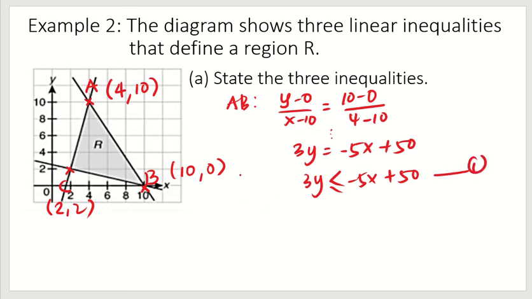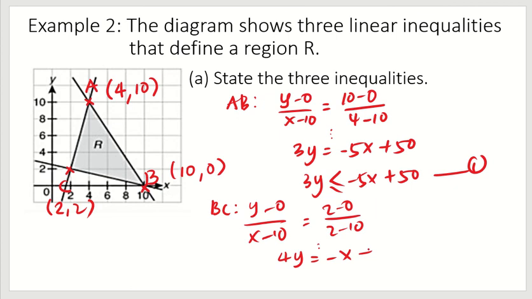Okay, then we do the second one. Then we do the BC. Okay, the inequality for BC, y minus 0 over x minus 10 equal to 2 minus 0 over 2 minus 10. Then continue, you will get y equal to minus x plus 10. So it's for y. Then this one goes up, so it's bigger or equal to minus x plus 10. Second inequality.